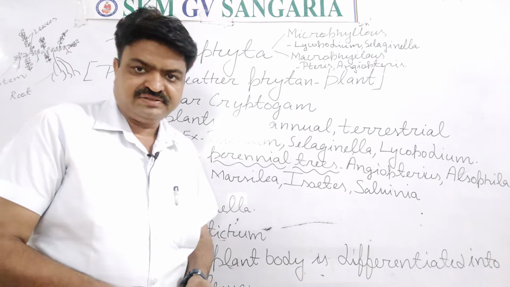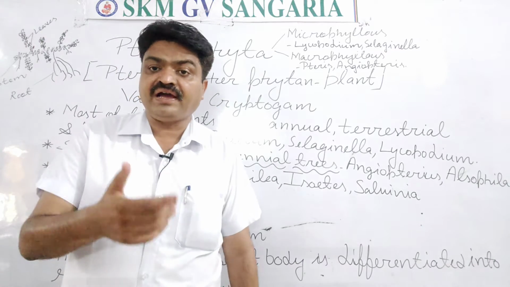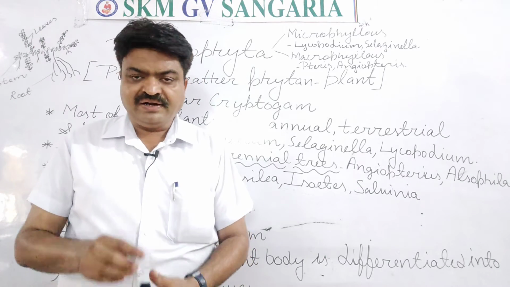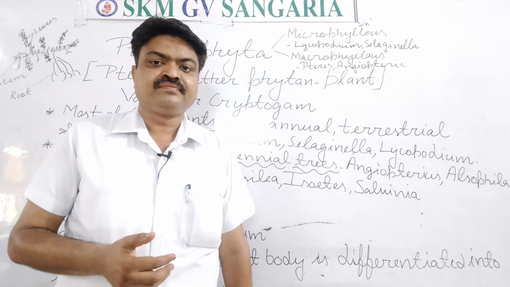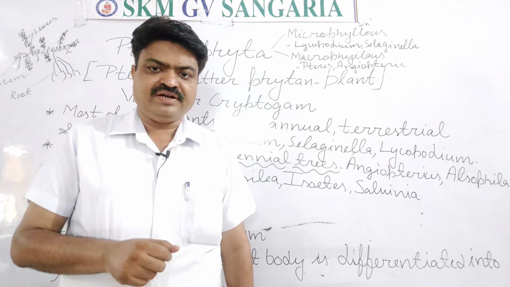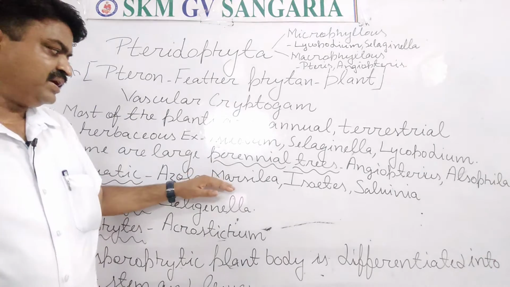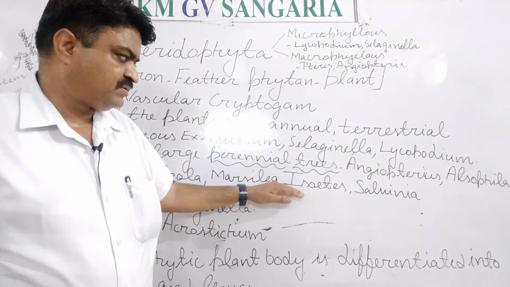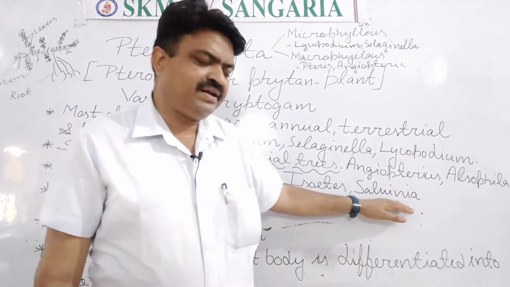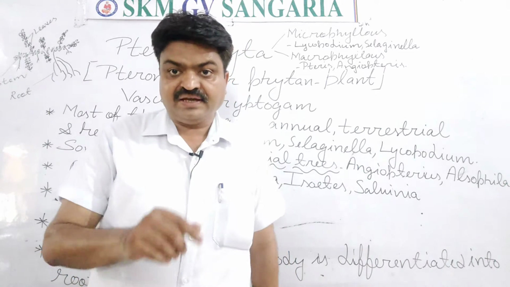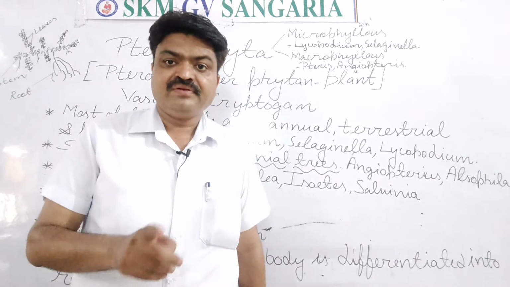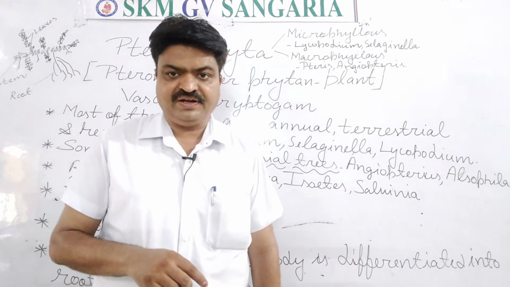Some pteridophytes are also found in aquatic habitats. Examples of aquatic pteridophytes are Azolla, Marsilea, Isoetes and Salvinia.